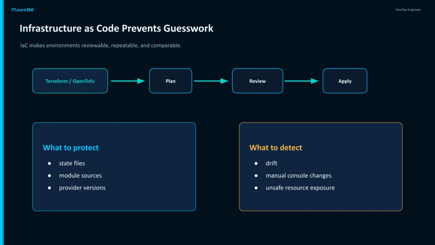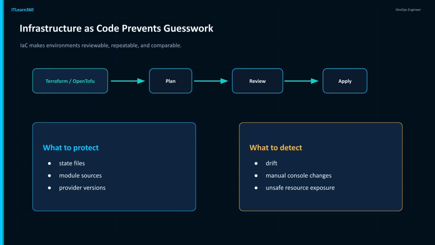The team must protect state files, control module sources, pin or review provider versions, and detect drift caused by manual console changes. At North Star, stage and production should not differ because someone clicked through a different set of settings months ago. A plan should show what will change before the change is applied, and unexpected drift should become visible. IAC does not remove operational judgment, but it gives that judgment a durable record.